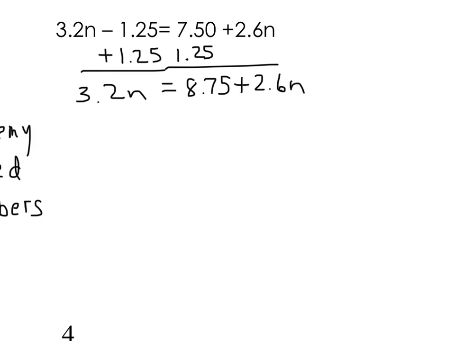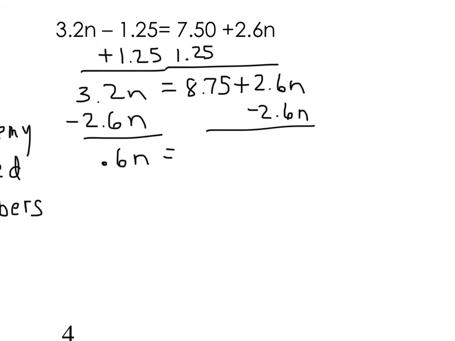All right, we need to get our n's together. We have an n term on the left and one on the right. So let's get rid of this one on the left by subtracting 2.6n from both sides. So that leaves us 0.6n equals 8.75.